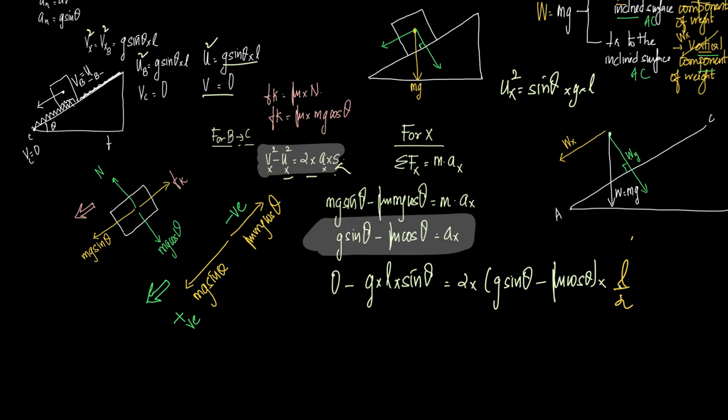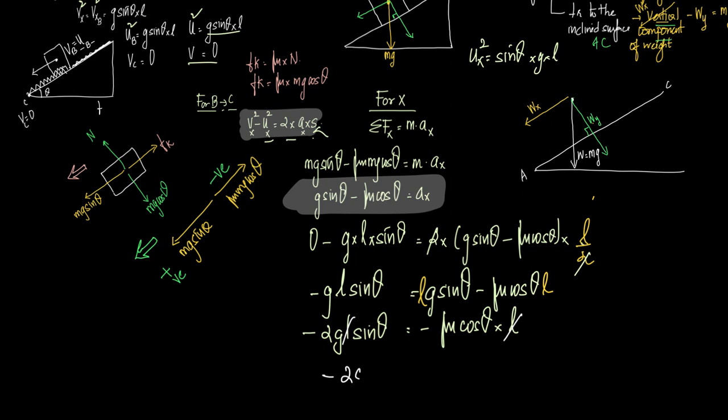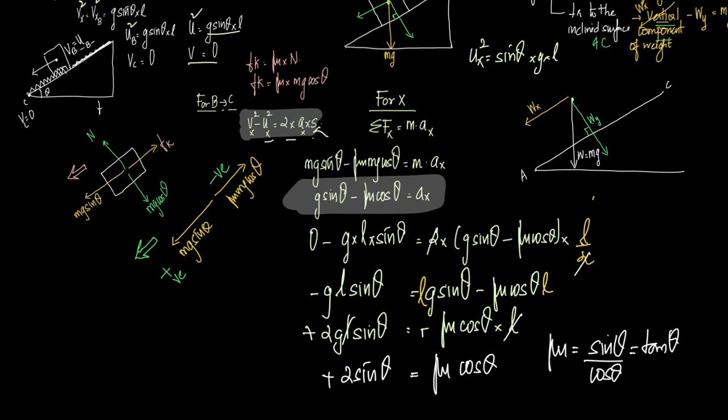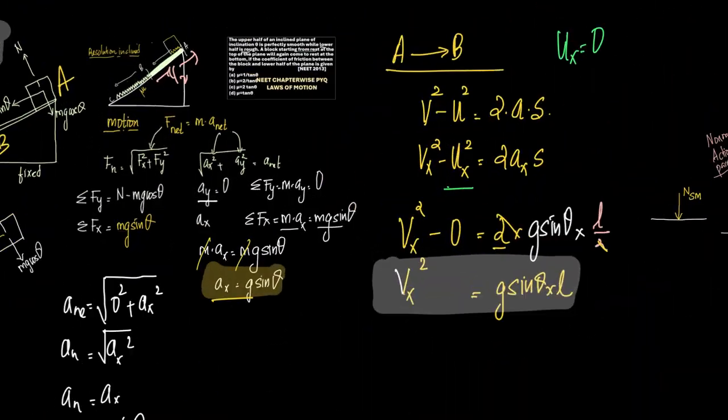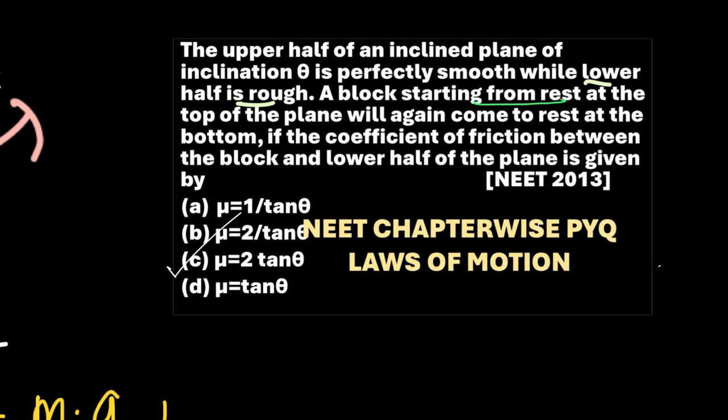And now what will happen? Simple. L by L is 1. So what do we have left? 2. Okay, minus and minus becomes positive. 2 sine theta is equal to mu cos theta. And therefore, what is mu equal to? Mu is equal to sine theta upon cos theta, which is equal to tan theta. Okay, 2 is here, right? So mu will be equal to 2 tan theta. And therefore, the correct option is mu is equal to 2 tan theta.